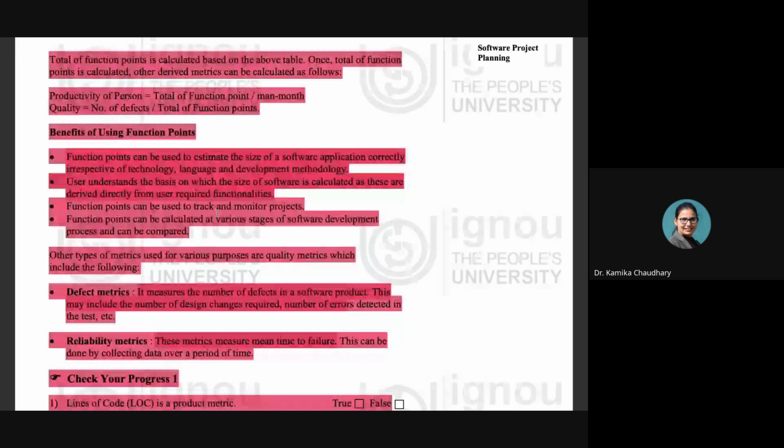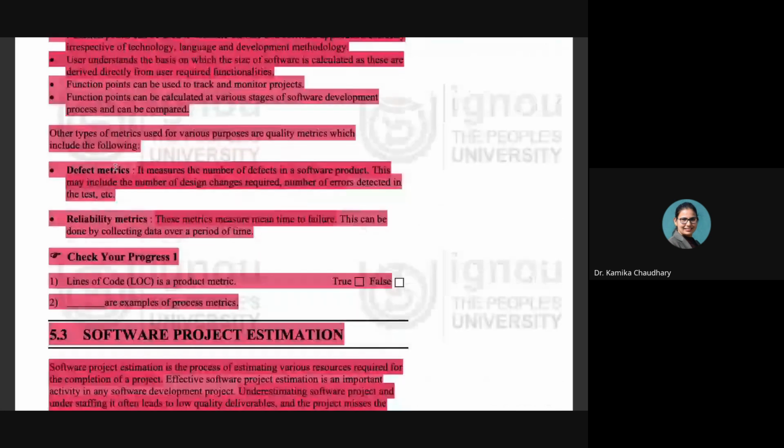As the name indicates, what will be the function of this defect matrix? The function of this defect matrix will be to measure the number of the defects that are existing into the software product. This may include the number of the design changes required, number of the errors detected into the testing phase, right? So defect matrix is basically concerned or focused onto the defects which are existing into your software product.